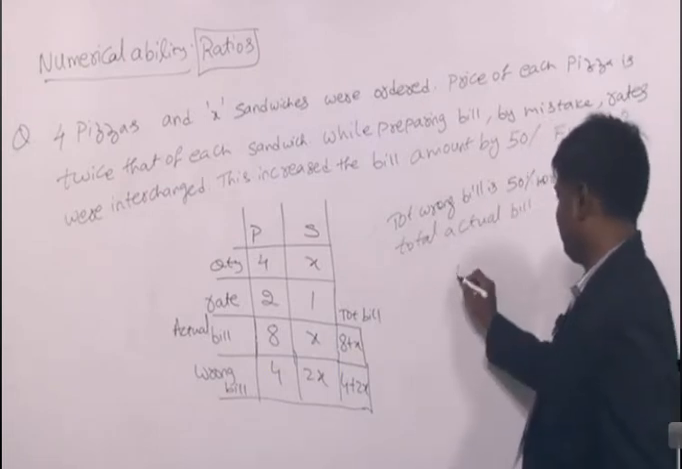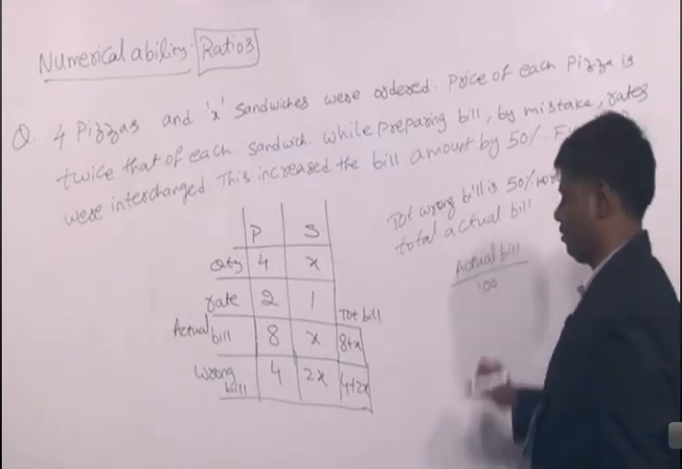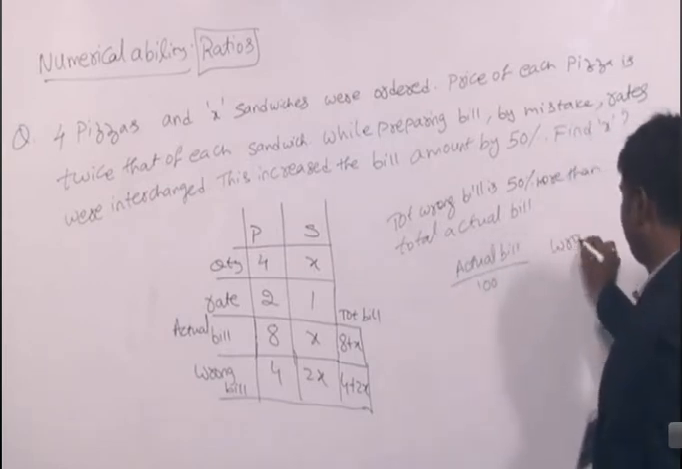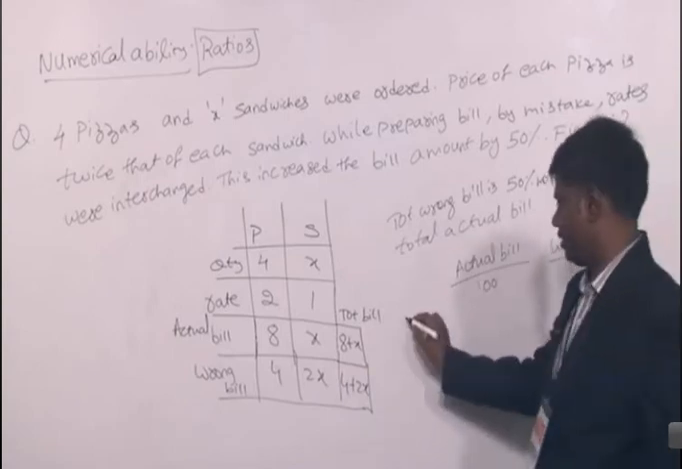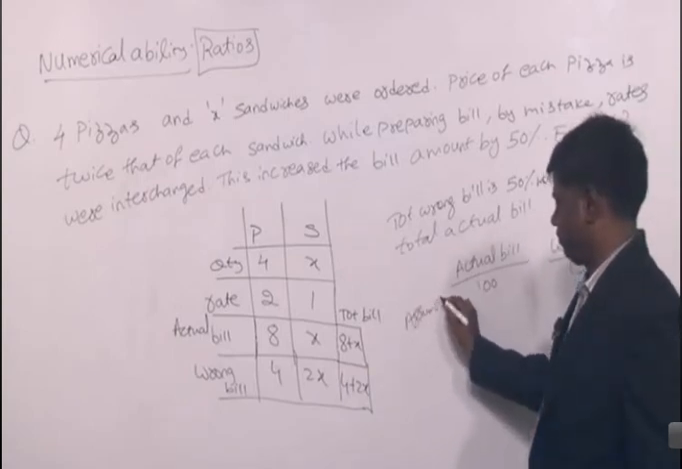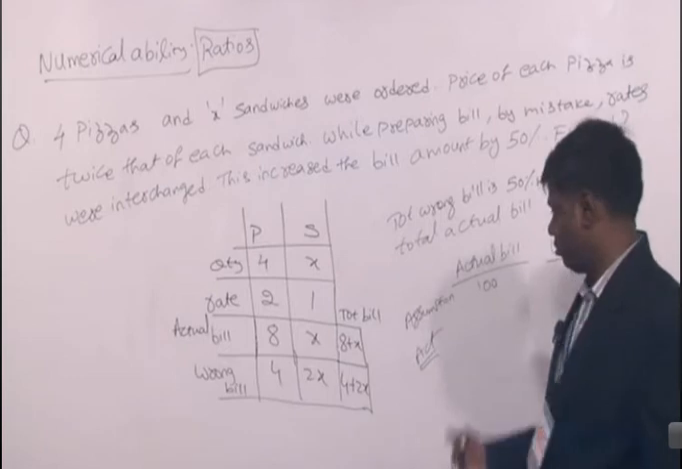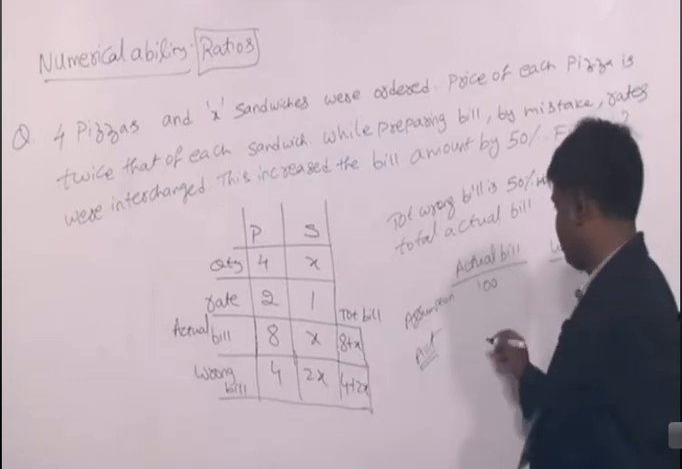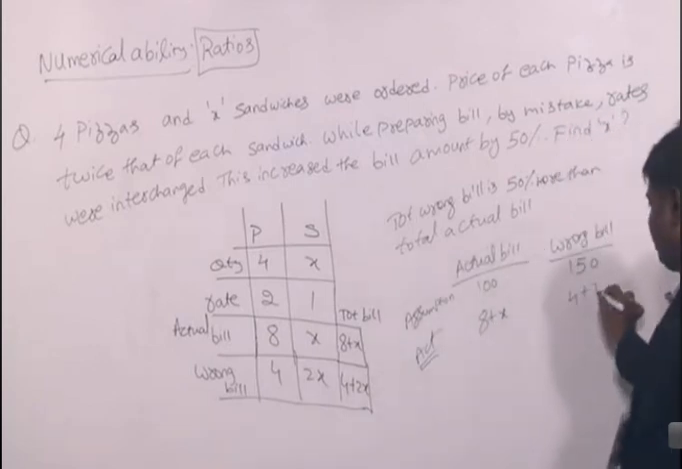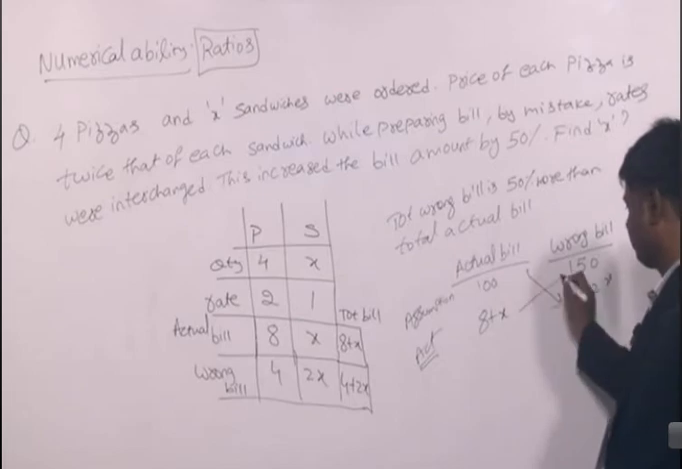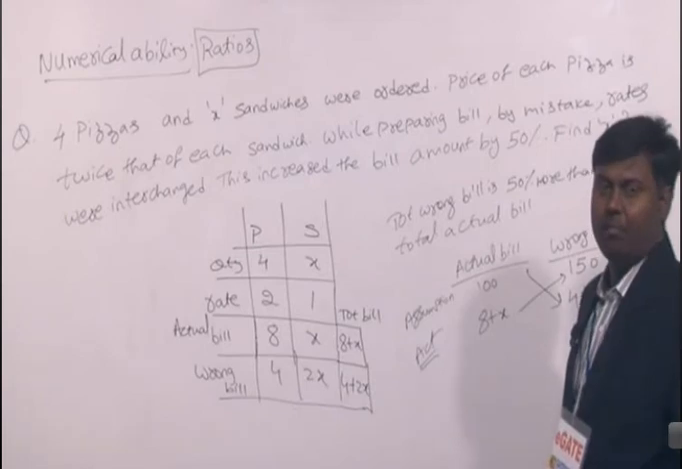That is, had the actual bill been 100 rupees, the wrong bill would have been 150 rupees. With this assumption, what is the actual bill? Actual bill we don't know, but based on these terms, the actual bill is 8 plus x, whereas the wrong bill is 4 plus 2x. Right? Why am I doing this cross multiplication? They are in proportion.